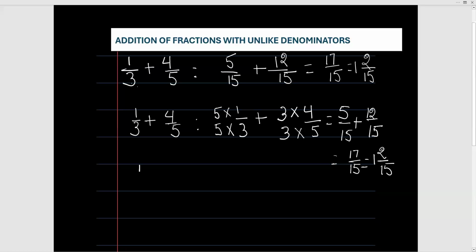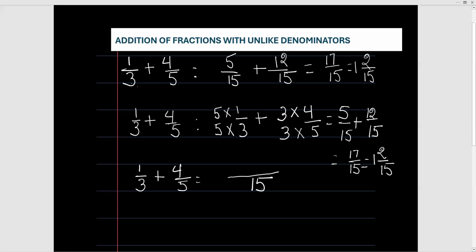So we're going to get 1/3 plus 4/5. So we have to find a least common denominator. In this instance, the least common denominator is 15. It's a number that can be divided by both 3 and 5, and the remainder is going to be 0. So I have a 15 there.